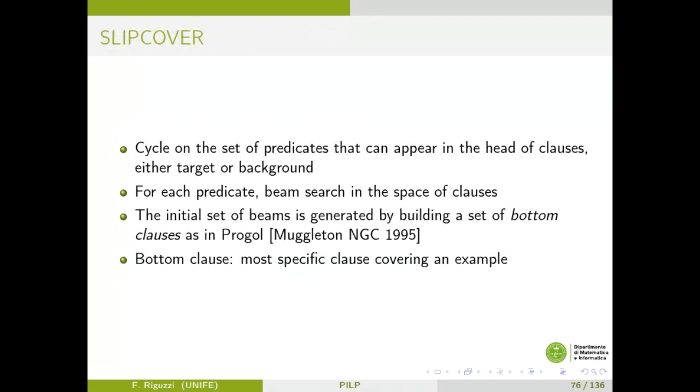In SLIPCOVER, you have to specify a language bias, which indicates the form of clauses you want to learn, and you may want to learn clauses for more than one target predicate. Okay, so you may want to learn clauses that have more than one predicate in the head. SLIPCOVER performs a beam search in the space of clauses for each predicate that can appear in the head. And the beam search is performed by first generating a set of bottom clauses that are used to bound the search space from below. A bottom clause is a most specific clause that covers an example.